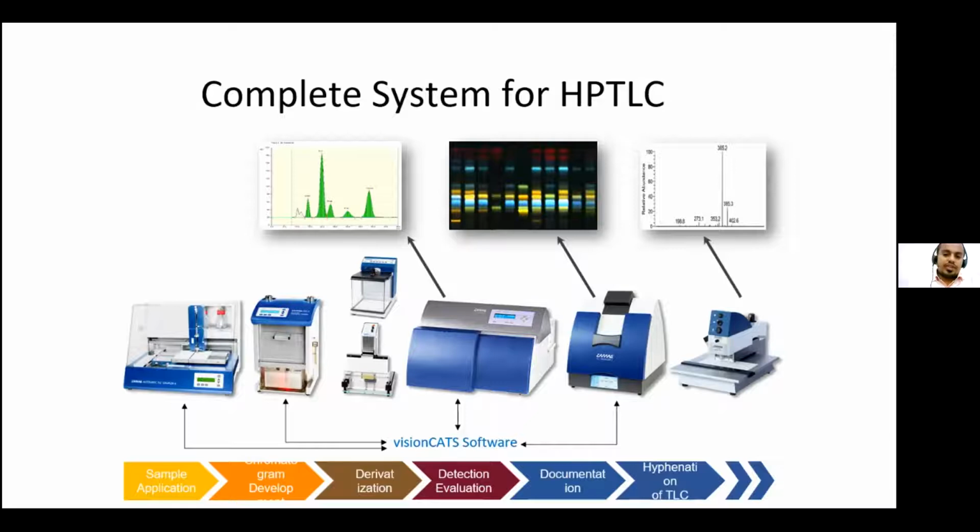Next is Interface 2. Interface 2 is the hyphenation which is added to this HPTLC technique. By using this Interface 2, you can take the analyte from the stationary phase to another technique, where you can get more confirmation, and you can go for further characterization of that particular analyte.